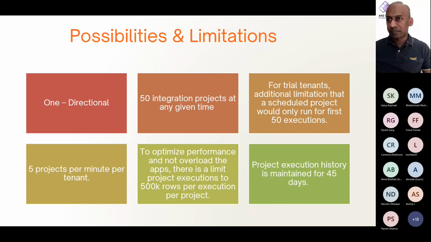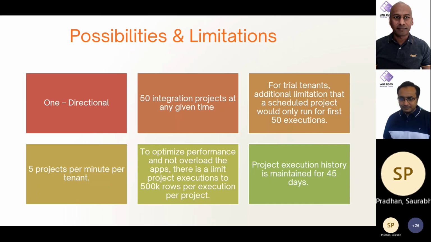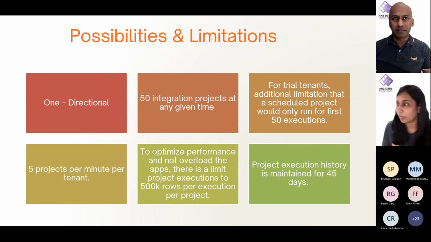About execution history, remember I was showing you the errors history and everything. It is only maintained for 45 days. After that, it is purged automatically. If we want to keep the prior history, we can export it by right-clicking and going to export the project with history. It will give us the history if we want to maintain that. But in the system, at the user level, we can only see up to 45 days. That's it. All right, that's to summarize.